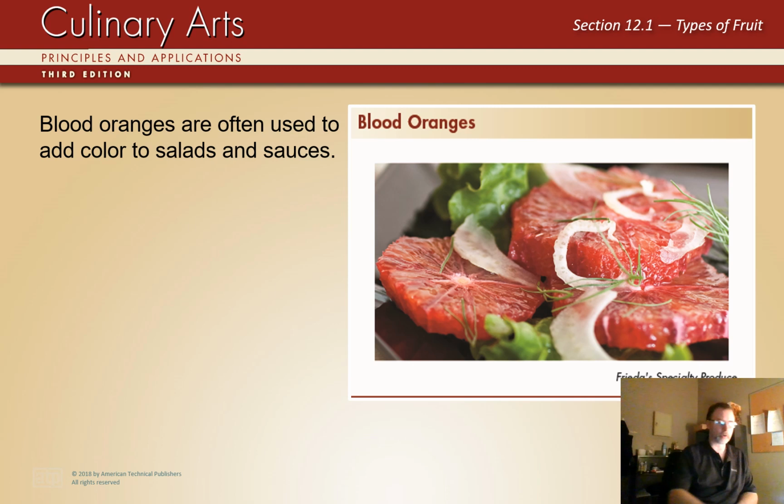We then have blood oranges, and they're very interesting. You won't find them often. They're smaller than Valencia. They have navel varieties and they have a deep red flesh, often used to make beautifully colored sauces and to add color to salads. So they look really pretty.